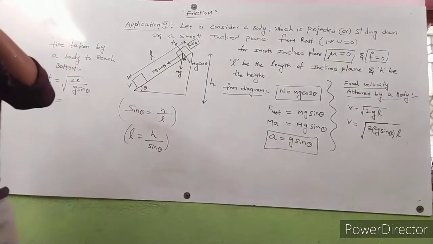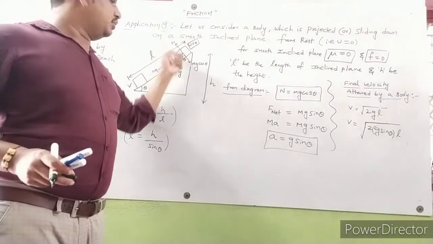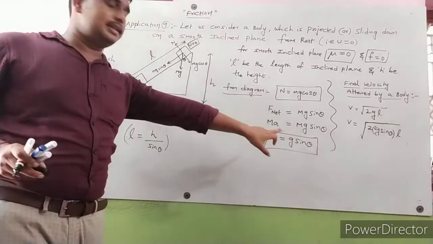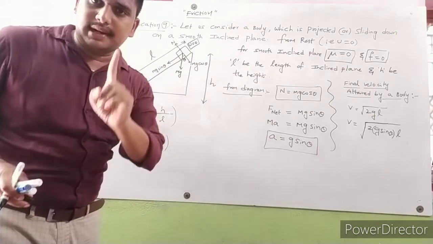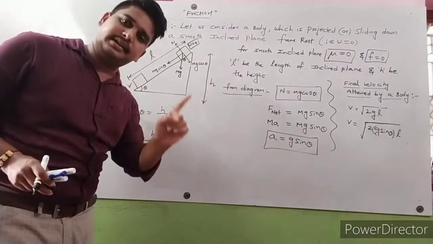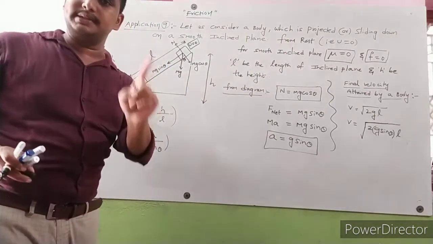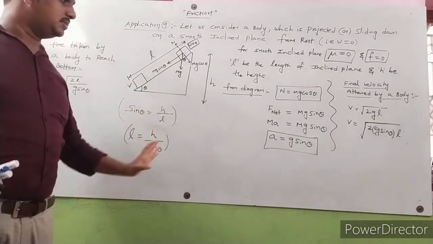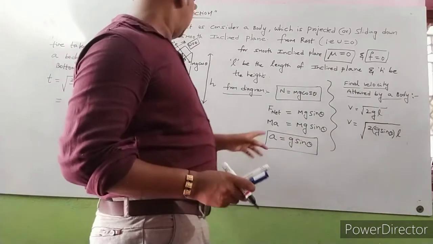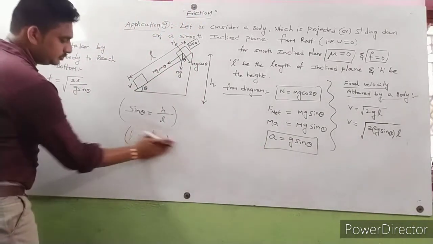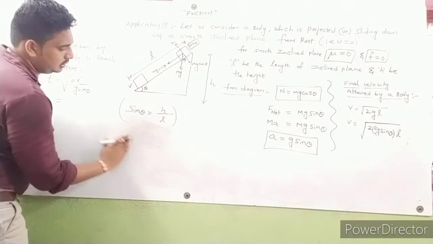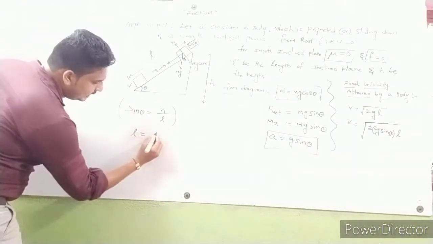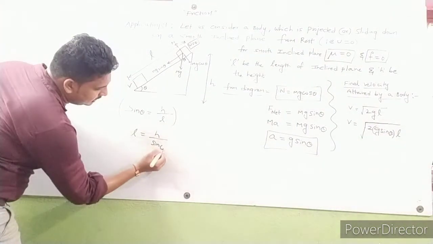Observe carefully. Normal force N is equal to mg cos theta. Net force is equal to mg sin theta. From that, acceleration is equal to g sin theta. Wherever acceleration is there, at that time we place g sin theta. From this, we got sin theta is equal to h by L. So L is equal to h by sin theta.